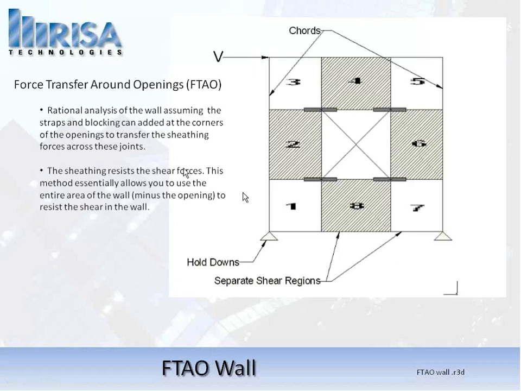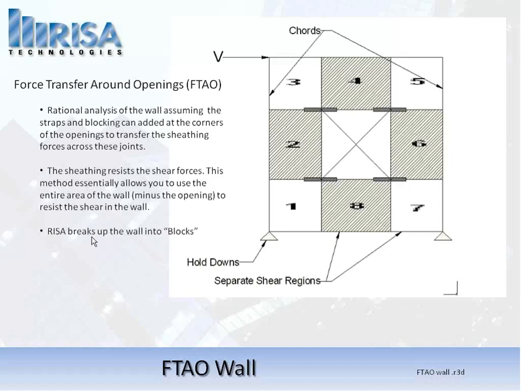Okay, the sheathing is assumed to resist the shear forces. This essentially allows you to use the entire wall minus the opening to resist the shear. So it's a little different from what we saw with segmented. Segmented had an ineffective region, so 4 and 8 were not being used. And in perforated, we saw those drop out of the area as well. We were just using 1, 2, and 3 and 5, 6, and 7 in perforated. So this allows us to use a lot more of the actual area of the wall.